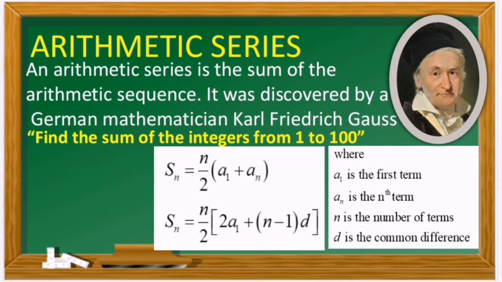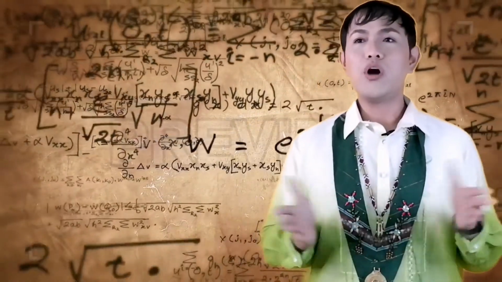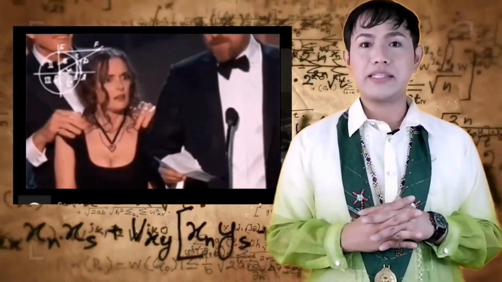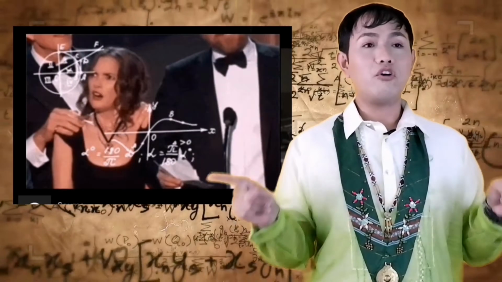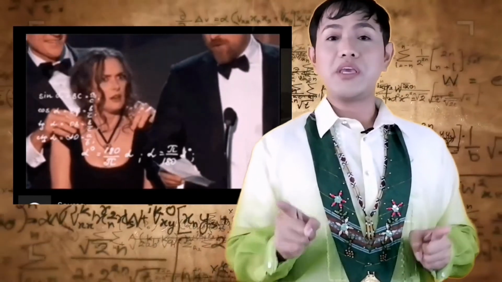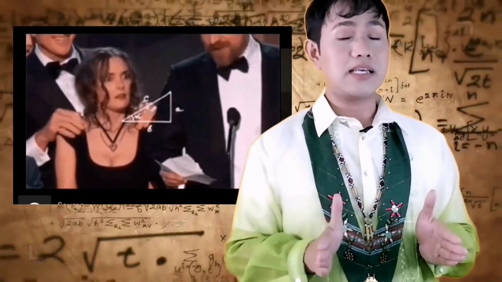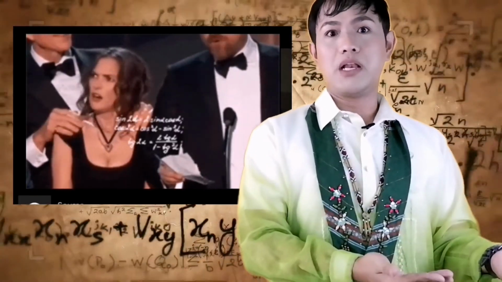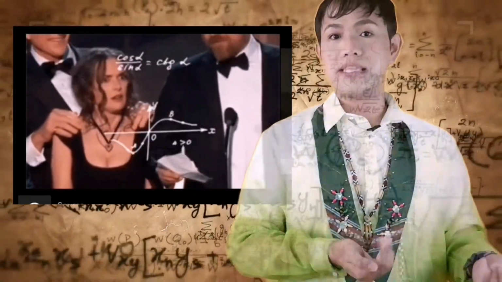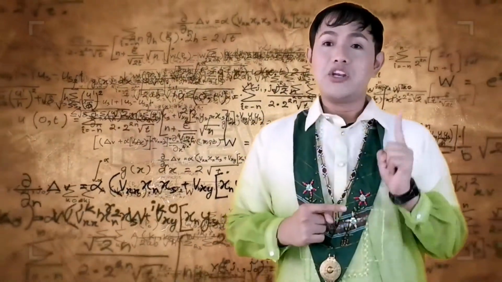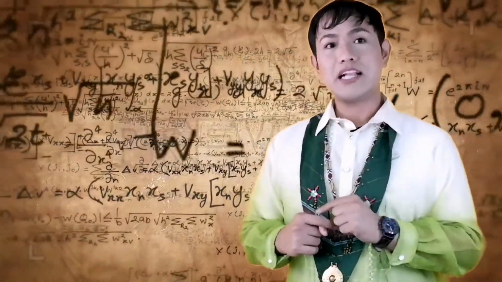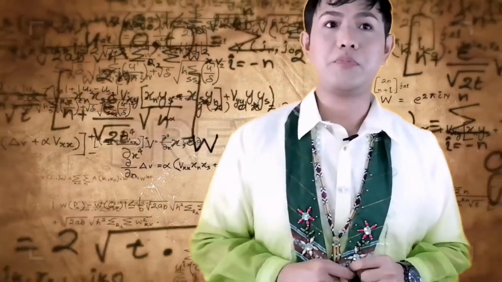N is the number of terms, and D is the common difference. Now, what do you think is the difference between these two formulas? When can we use each of them? On what particular instances is one formula much better to use than the other? In order to answer that, let's take a look at some of these examples.